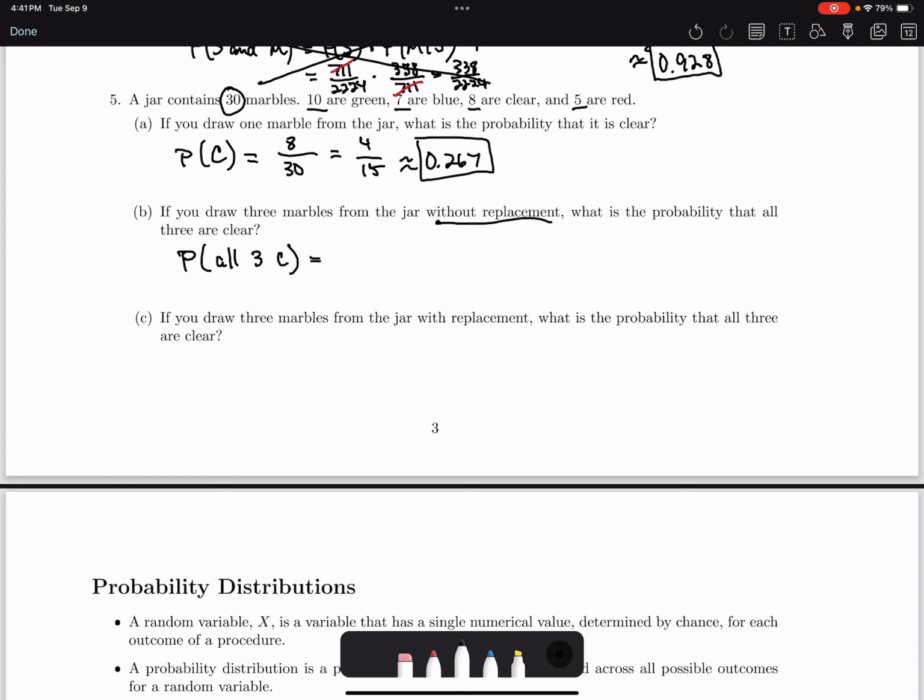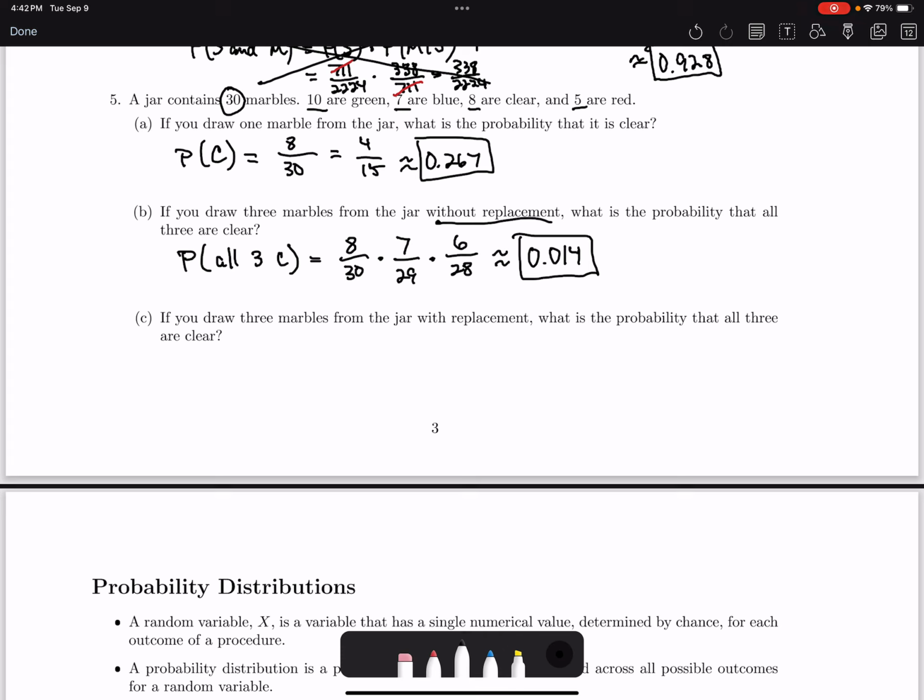Well, the probability that the first one is clear is 8 out of 30, as we just saw in part A. Now, having chosen a marble that was clear, we only have 7 clear marbles left and 29 marbles overall to choose from for our next draw. And then for our third draw, we'll only have 6 clear marbles left to choose from and 28 marbles left in the jar, because remember, we're not replacing them. So we can type that into our calculator. Comes out to about 0.014.